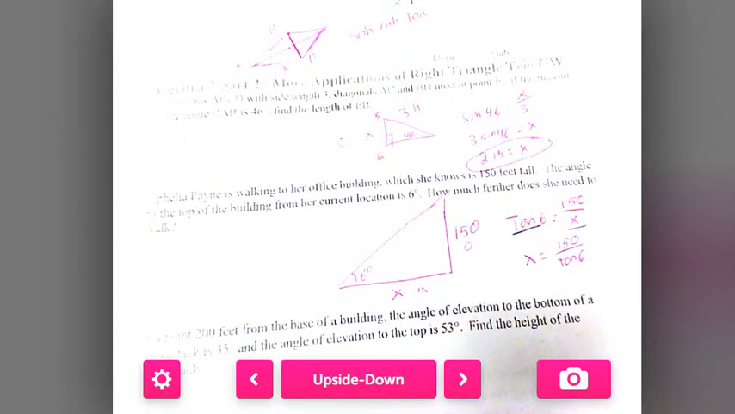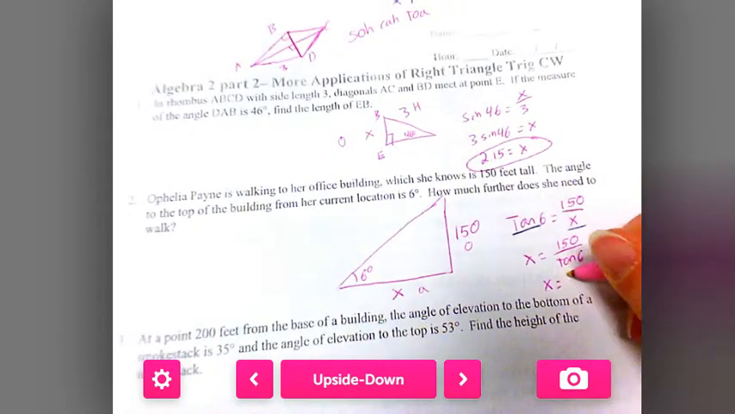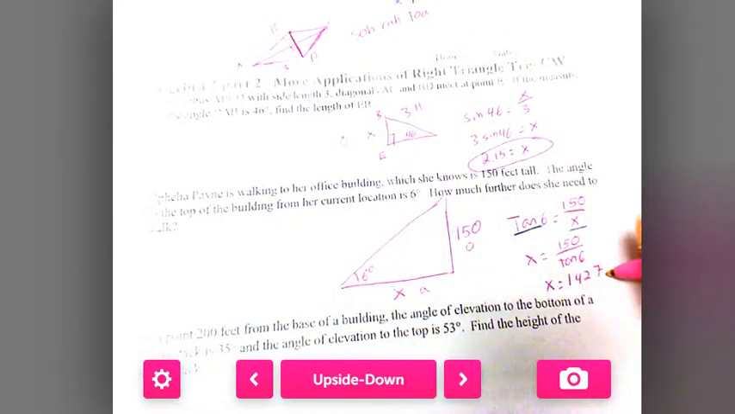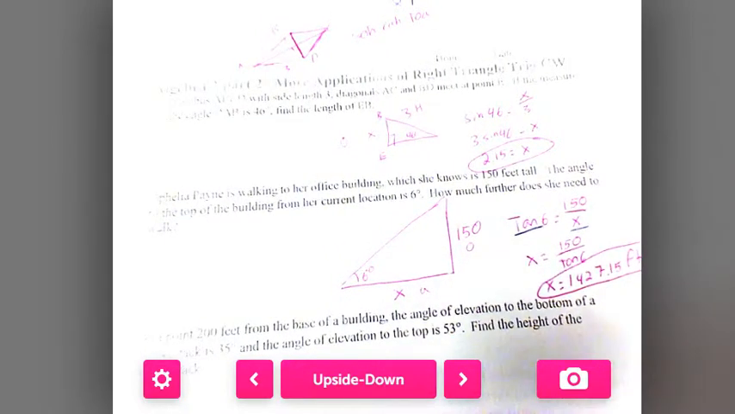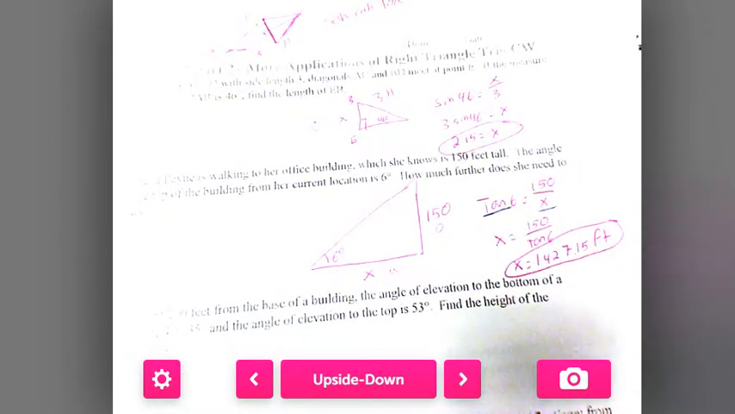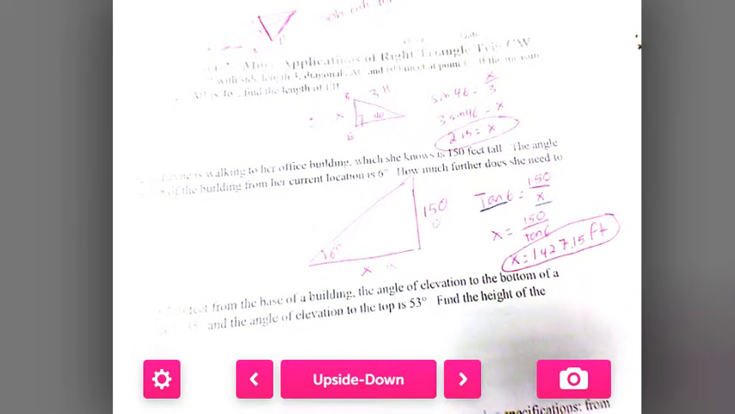150 over the tan of 6 gives me X equals 1,427.15 feet. Okay, so she needs to walk a lot more feet.